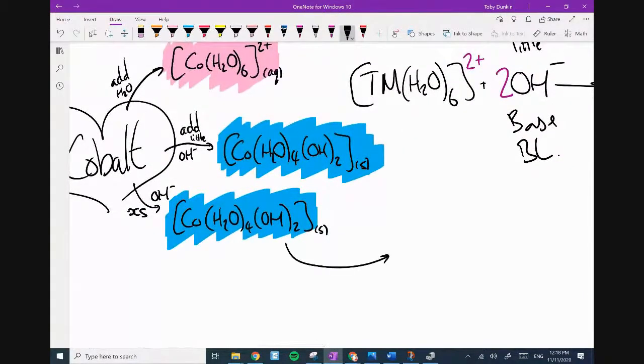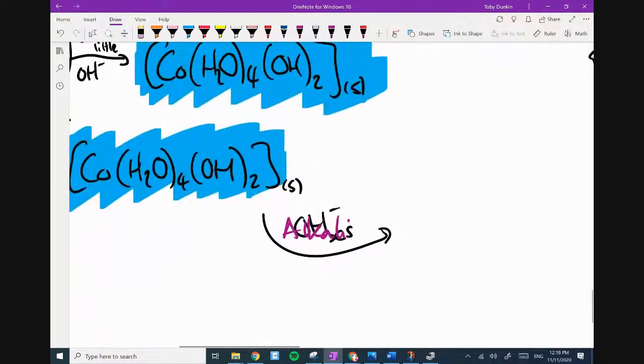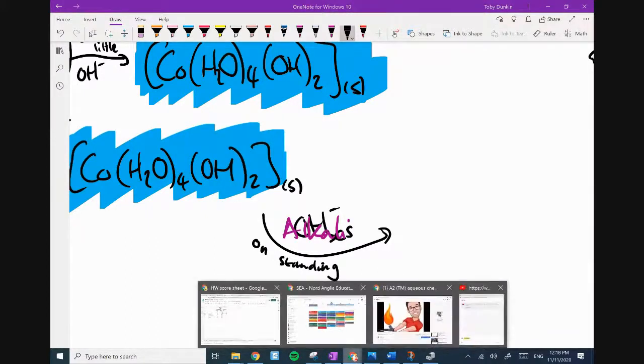Now, because we have the OH minus in excess, it's now in alkali conditions. Since it's now in alkali, this is why I switched to purple, because in alkali conditions it can now go through oxidation. This is on standing in air.